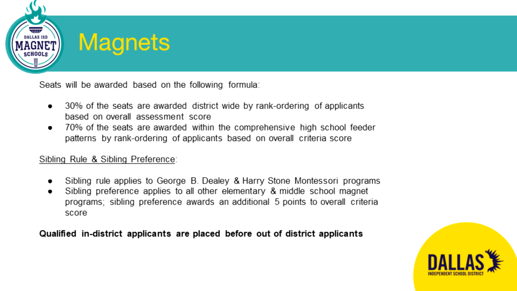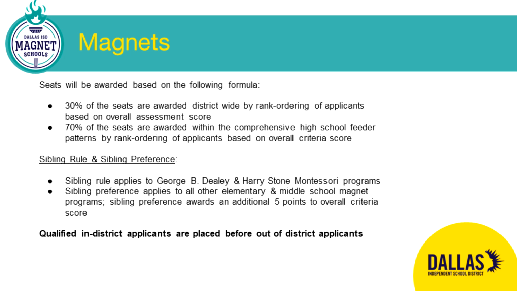And 30% of those seats are awarded district-wide by rank ordering those applications. So for example, if a school has 150 seats for 9th grade, 30% of the seats would be 45 seats, and those 45 seats would be given to the students that score the highest on the assessment. The remaining 105 seats, which are your 70%, would be divided among the feeder patterns and given out equally to each feeder pattern.